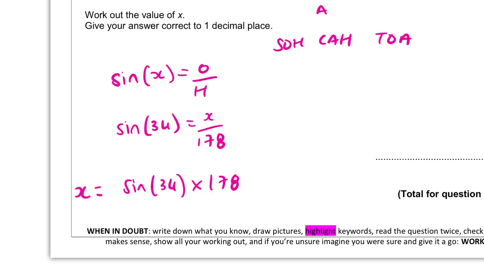Okay, I'm going to put that into my calculator. So sine 34 times 178. I'm going to get 99.53. It wants one decimal place, so it's 99.5 degrees.